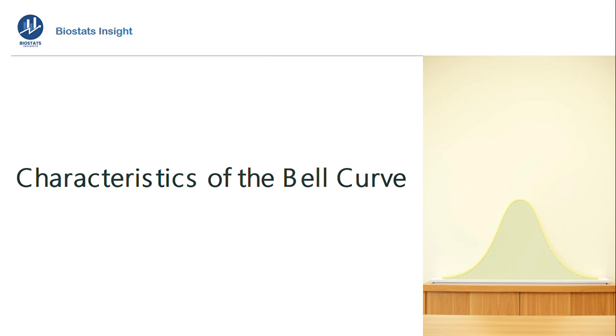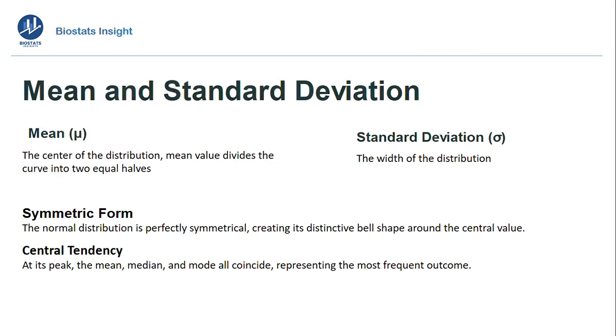Now, what are the characteristics of the bell-shaped curve? The bell-shaped curve has a mean and standard deviation. The mean is the center of the distribution. In a normal distribution, the central line represents the mean, which divides the data into two equal halves. Standard deviation means the width of the distribution.